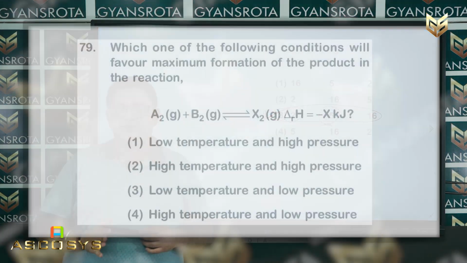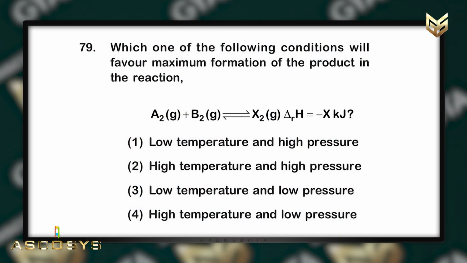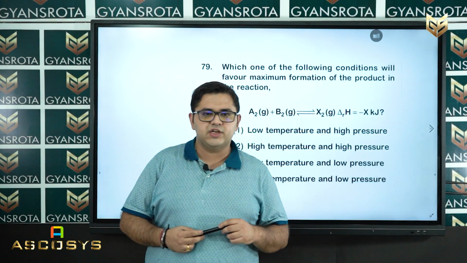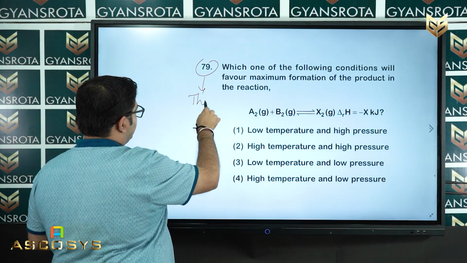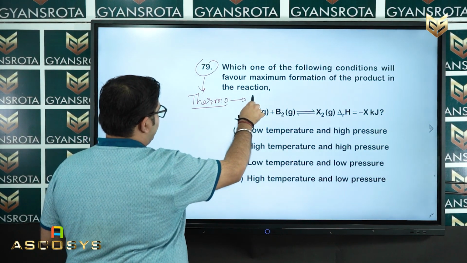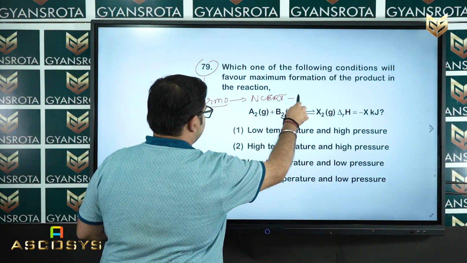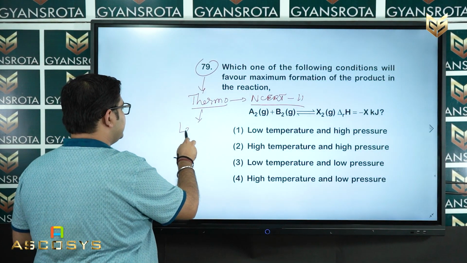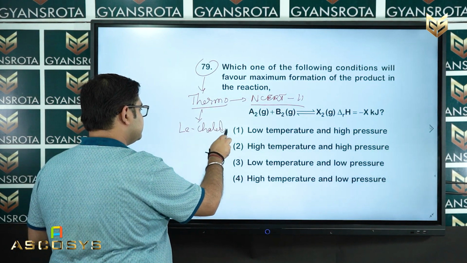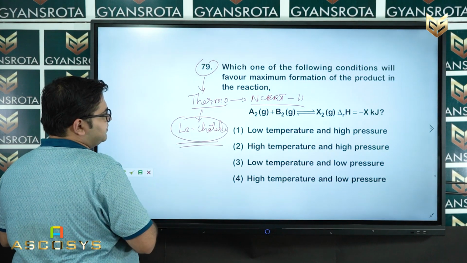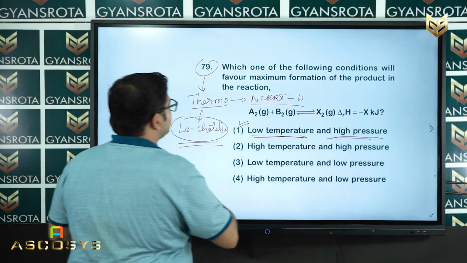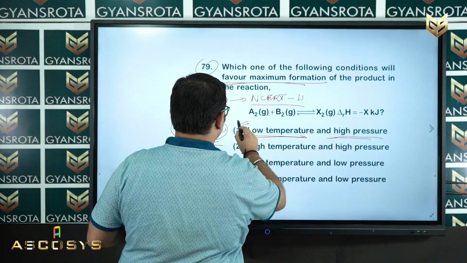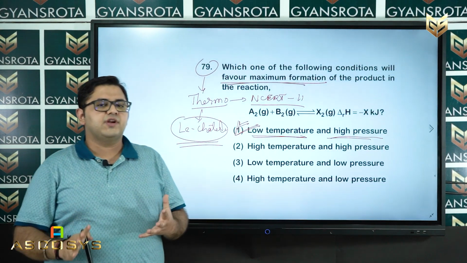Next, we are moving to another question. Question number 79 is on the screen. Which one of the following conditions will favor maximum formation of the product in the reaction? Now, we are moving to the solution part. My dear students, this question comes from the thermodynamics chapter given in your NCERT 11, and this is an application of Le Chatelier's principle. Le Chatelier's principle says that low temperature and high pressure always favor giving the maximum product. So, option number 1 is the correct answer of question number 79.